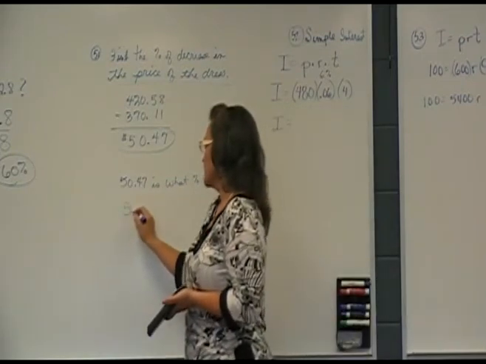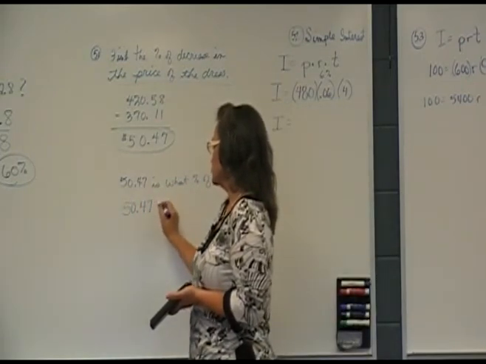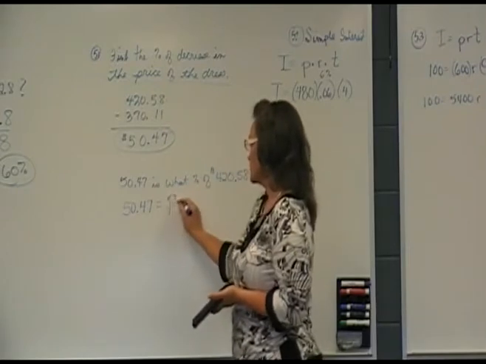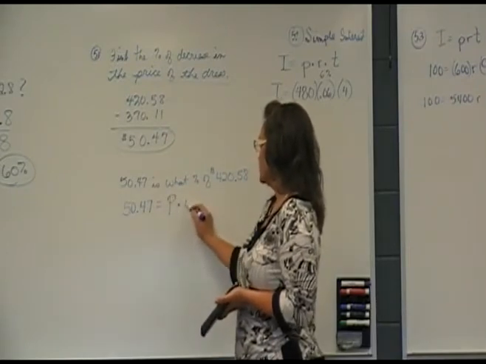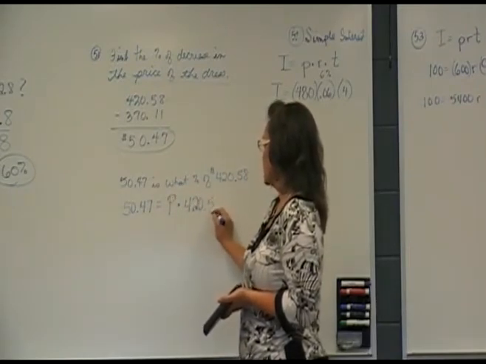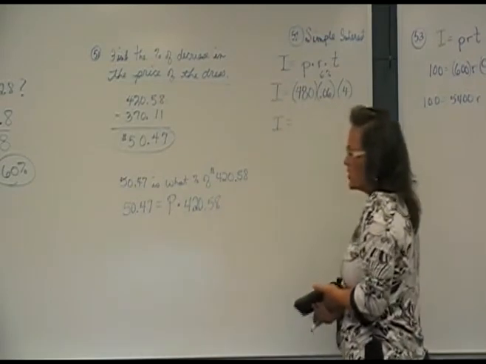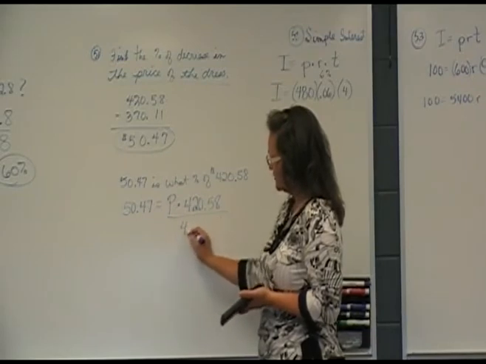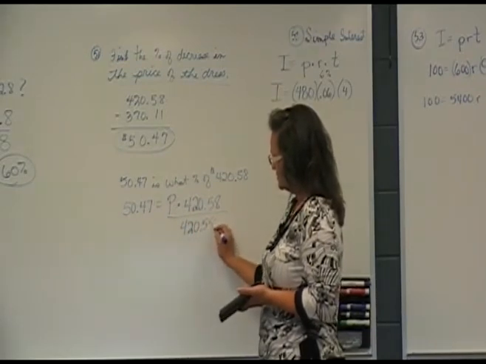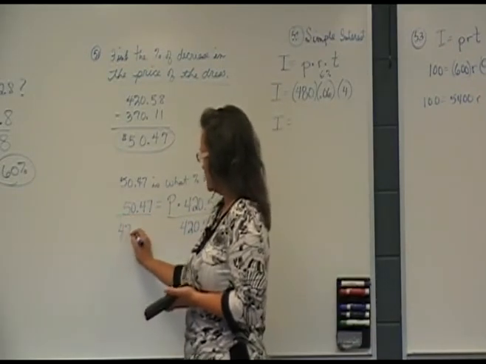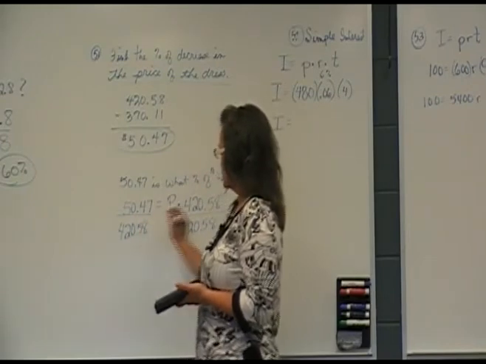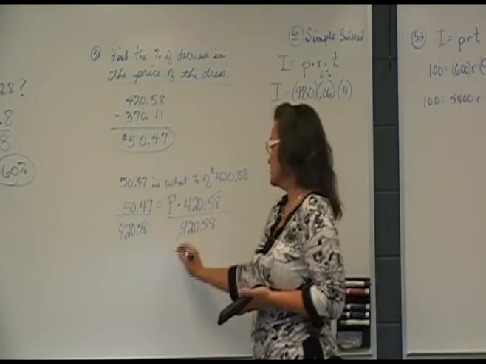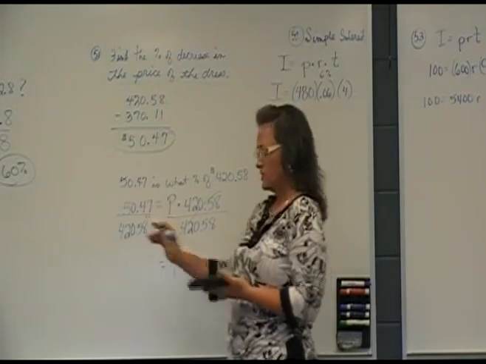So we can write that in our algebraic form. 50.47 equals what percent, I'm going to call it P, times 420.58. Then to solve that equation, you divide by what's with the variable, so divide by this 420.58, the same thing to each side to keep the balance. Cancels that off, makes that a 1, 1P equals. Type that on your calculator.